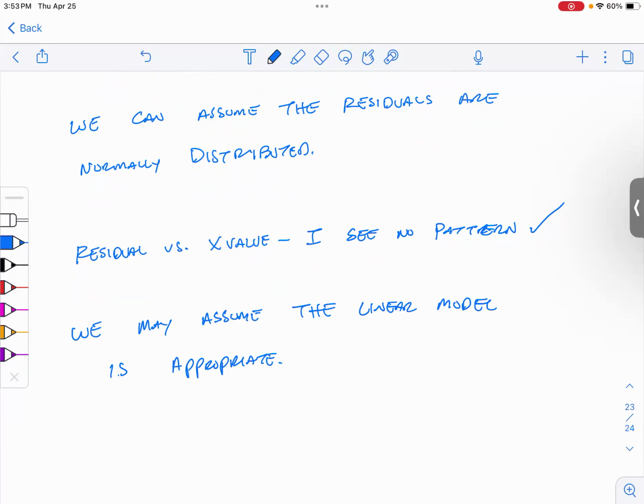And those are our two assumptions in regression. Residuals are normal, linear model is appropriate, aka line fits the data. All right, that is everything.